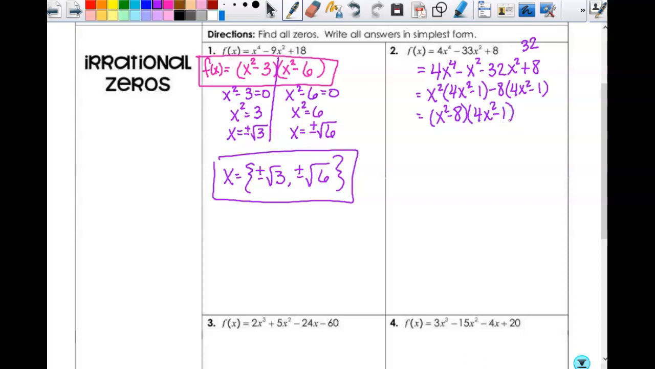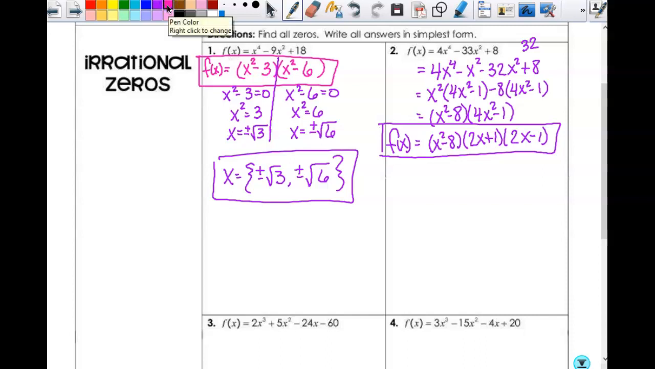Okay, so when I get to this point here, this is not a difference of squares here, but this is a difference of squares here. So this is x squared minus 8 times 2x plus 1 times 2x minus 1. This is my fully factored form here. Now I have to find my zeros. All right, so I'm going to separate this stuff out.